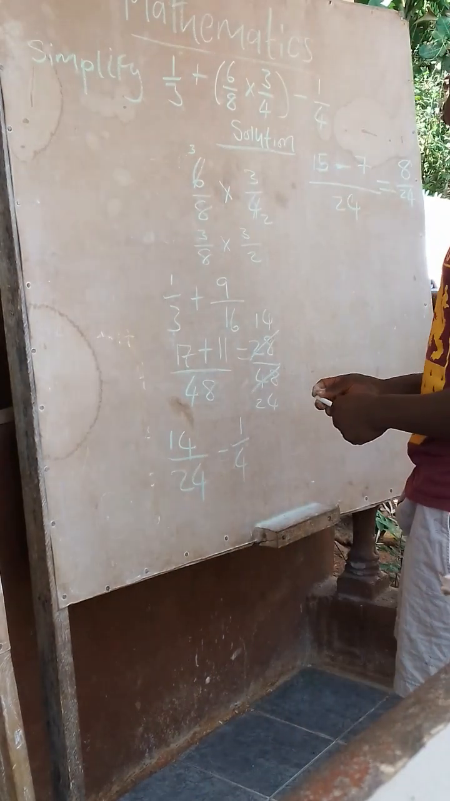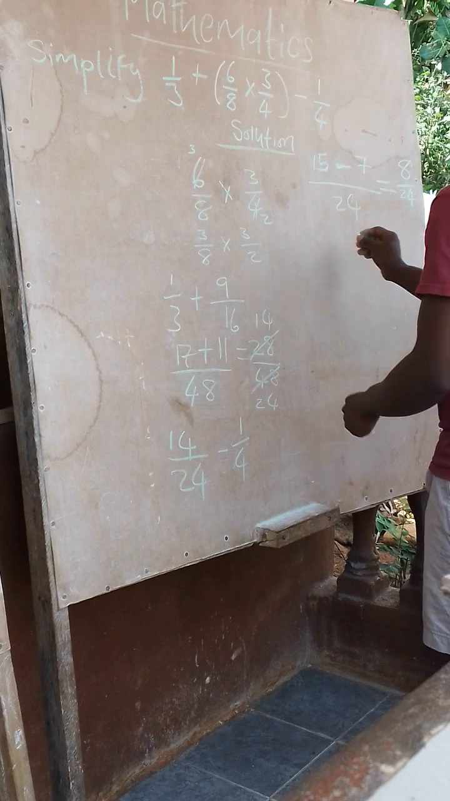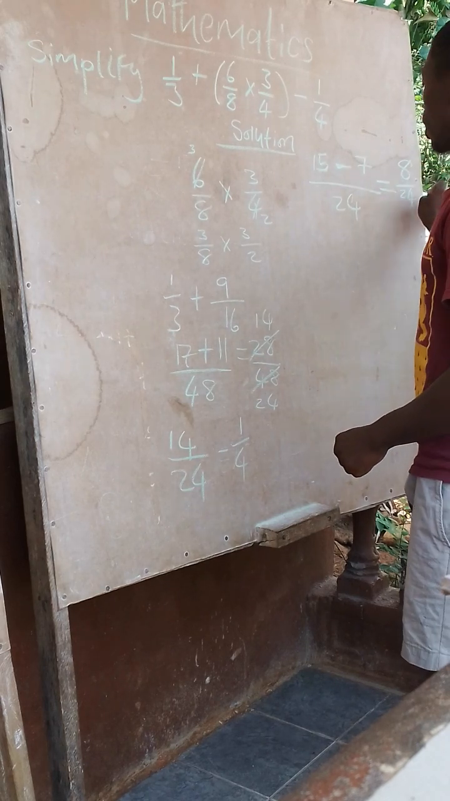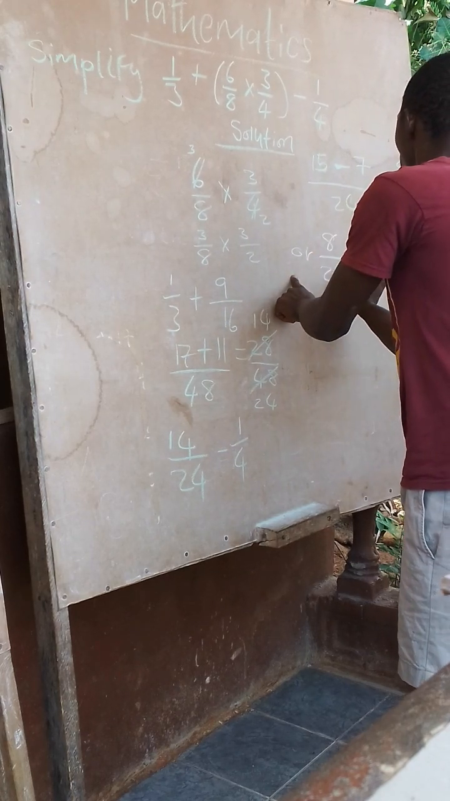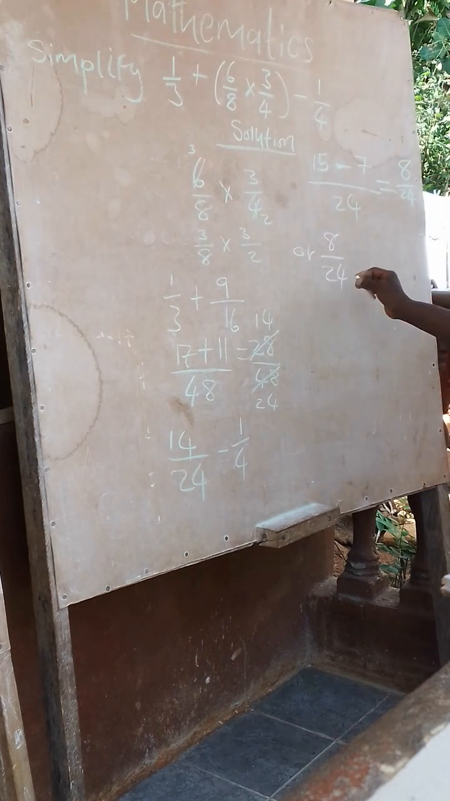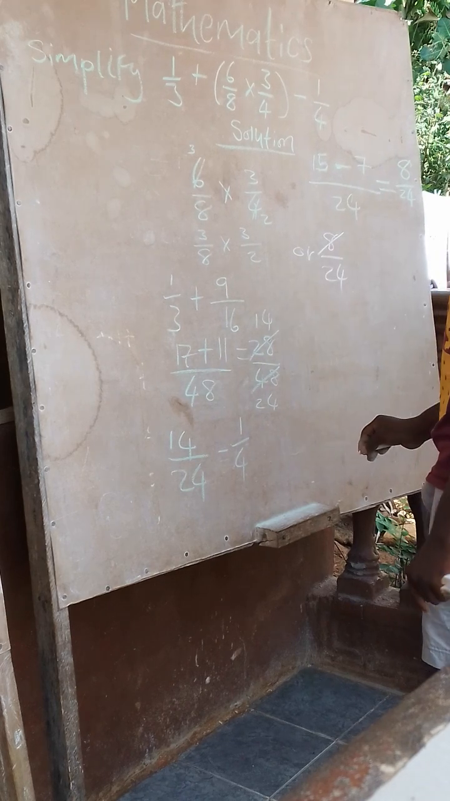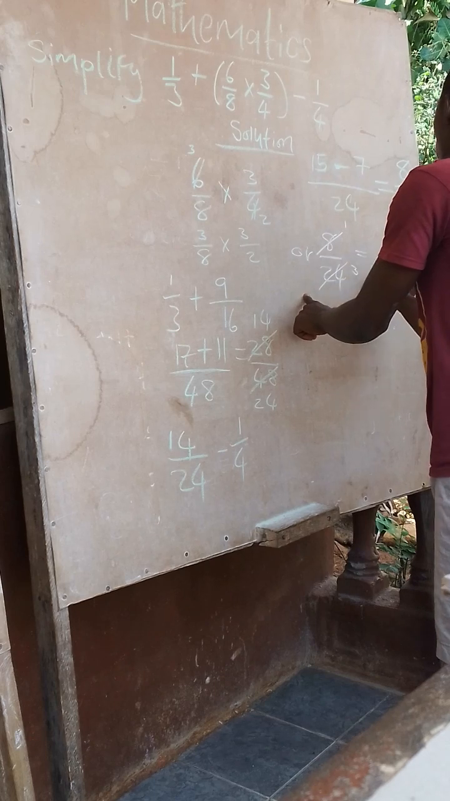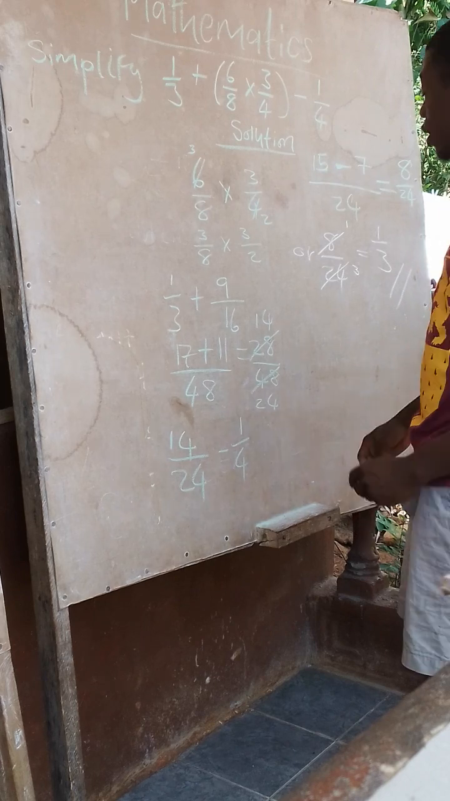So how are you going to break it down to the lowest level? Now you consider this answer, 8 all upon 24. You divide both by 8. 8 into itself is 1 times, 8 into 24 is 3 times. You can say 1 all upon 3. This is your answer again.